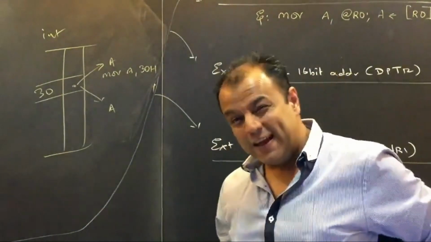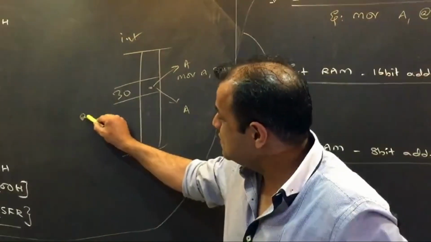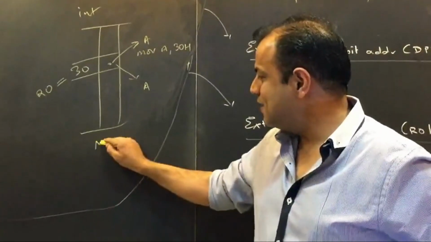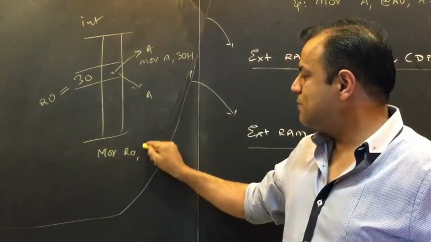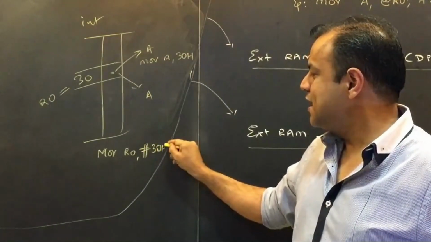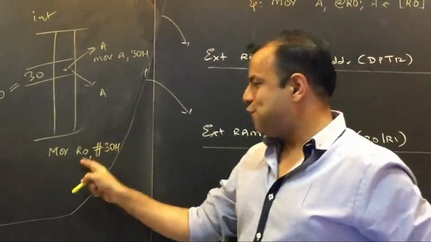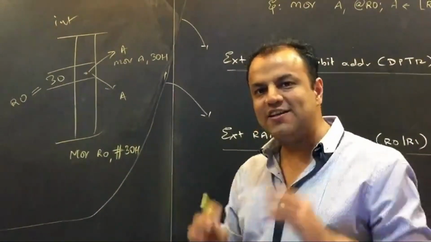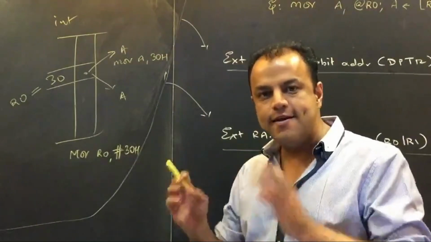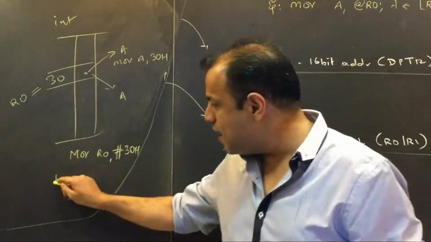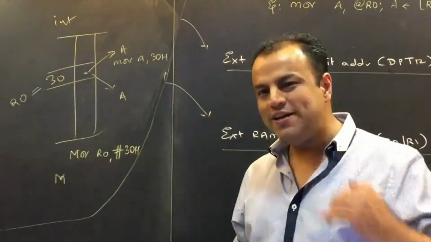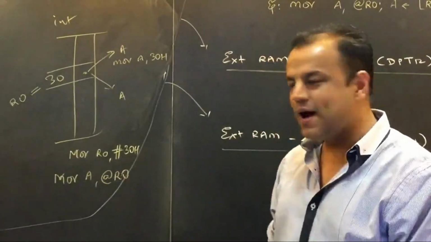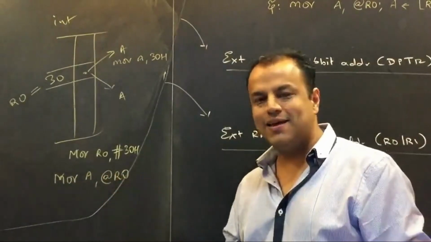But if you want to do it using indirect addressing, you first initialize R0 with the value 30. How? By writing MOV R0, #30H. Yes, hash 30. For R0, 30 is data. I have initialized R0 register with the number 30. Now, using that as a pointer, I will get the data from the location pointed by R0 by writing MOV A, @R0.